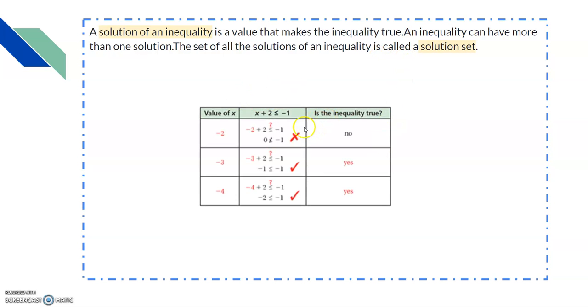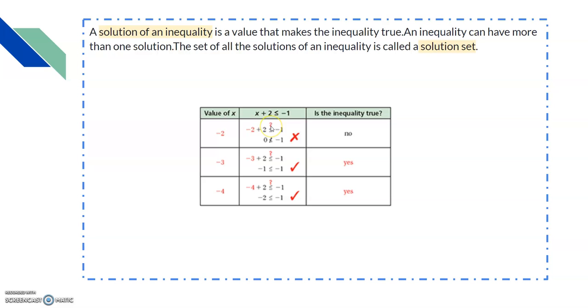Now here we have a table. These are different values of x for each circumstance. And we have the same inequality, but we're going to substitute x with the different values. For number 1, we have minus 2 plus 2. Now this is a less than or equal to sign, correct?